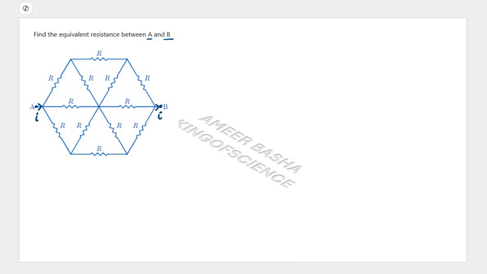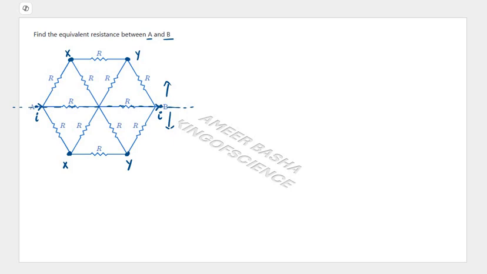If you observe this circuit, we have an exactly symmetric network. The above part and below part are exactly symmetric with respect to each other. If I talk about this X point, this is also the X point. If I talk about this Y point, this is also the Y point. That means the potential at X is the same, they are at the same potential. The potential at Y is the same, they are at the same potential.